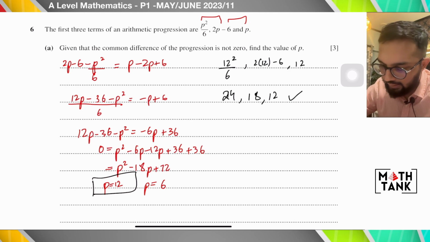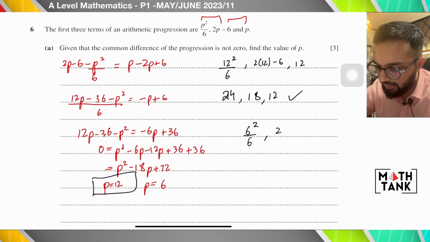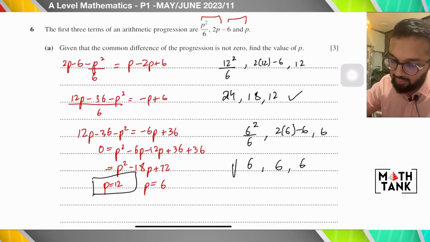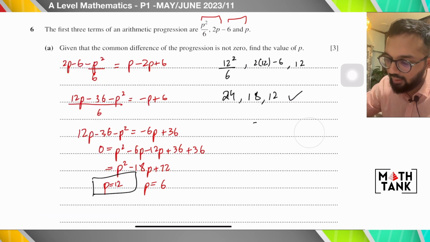If I put in p as 6, it's going to give me 6 square over 6, 2 into 6 minus 6, and 6 itself. So it's going to be a progression that goes like 6, 6, and 6. So this is not arithmetic. Therefore, p cannot be 6. P can just be 12.